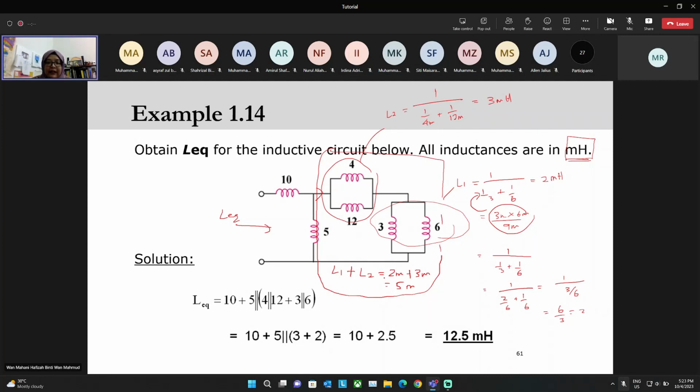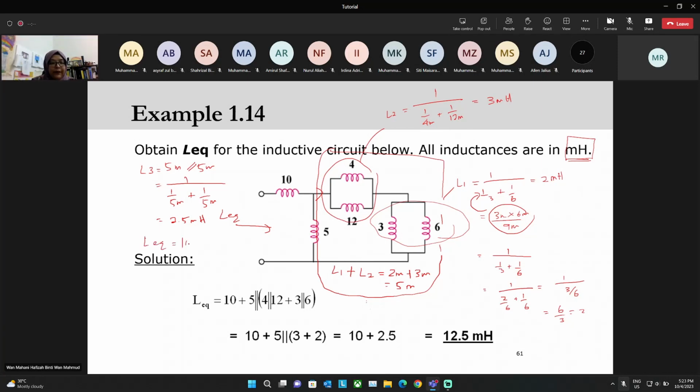Seterusnya adalah this branch 5 mili ni, which is in parallel with this 5 mili. So next is, katakan kita label L3 lah. 5 mili parallel dengan 5 mili. Yang ni you dapat 2.5. Bahagian ni, sini katakan L1 tambah L2. L3 ni adalah L1 tambah L2 parallel dengan 5 ni. So you dapat 2.5.